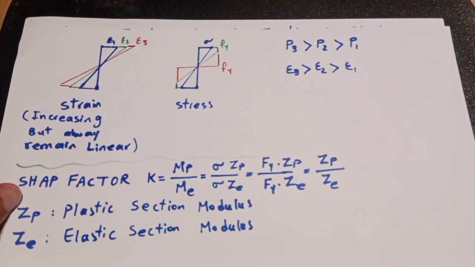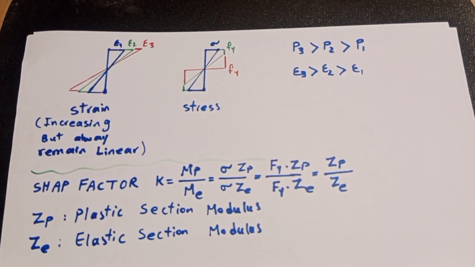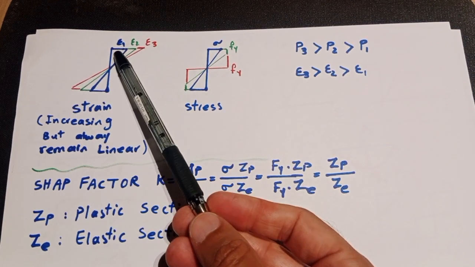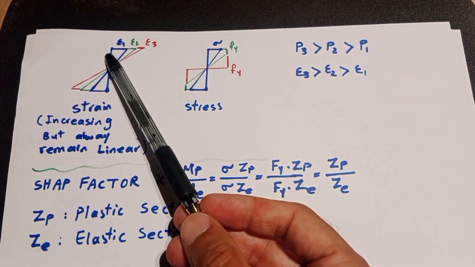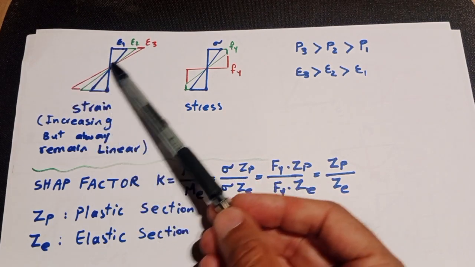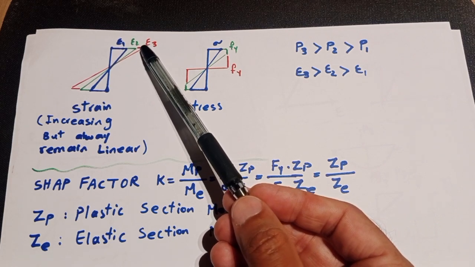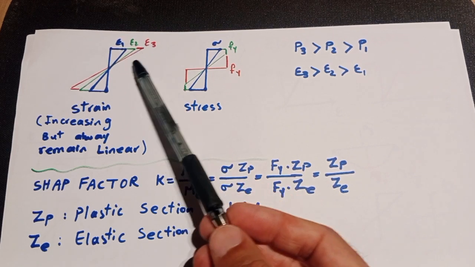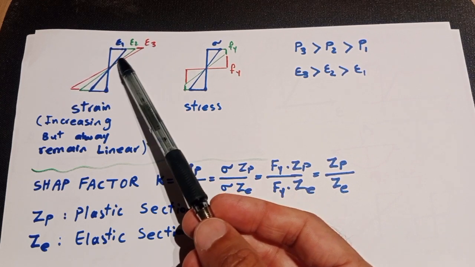For another slide, we have one section. First P1 is applied, giving epsilon 1. Second, increasing P1 to P2 causes epsilon 2, which is bigger than epsilon 1, but still a linear distribution on the section. And finally epsilon 3 causes plastic collapse of the section, or just changing the section to a hinge, releasing bending moment.